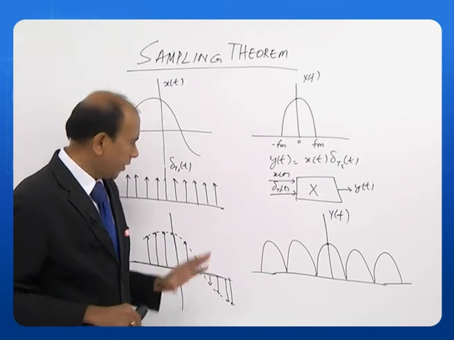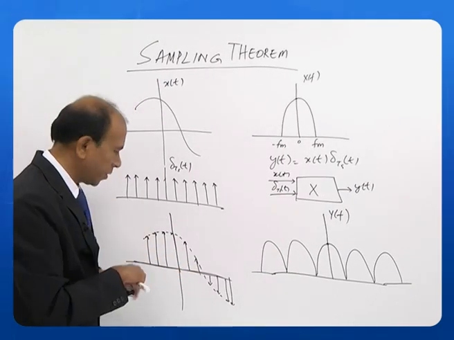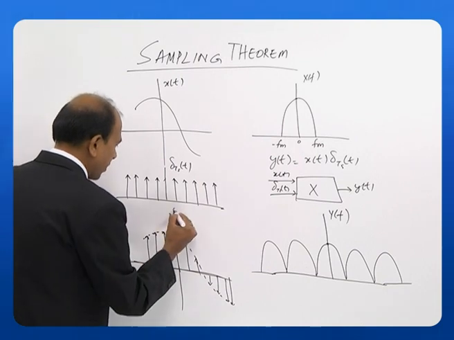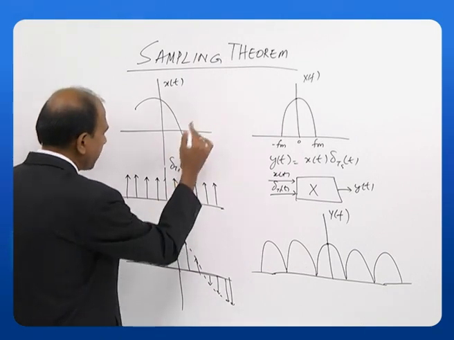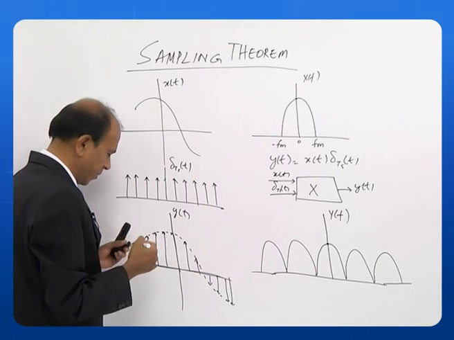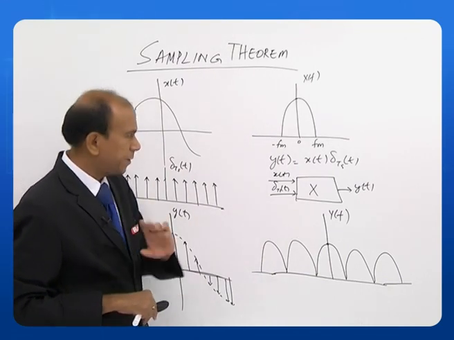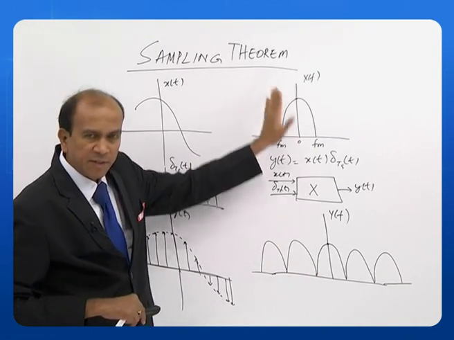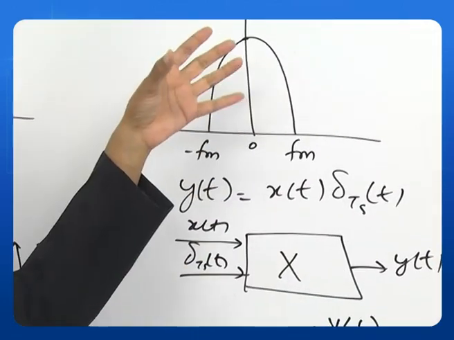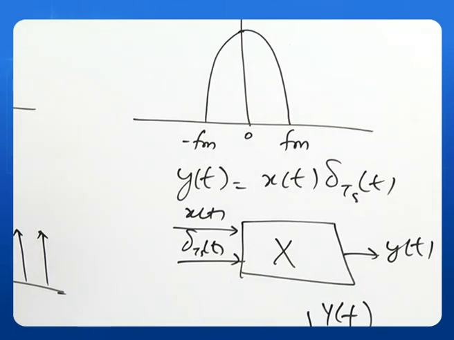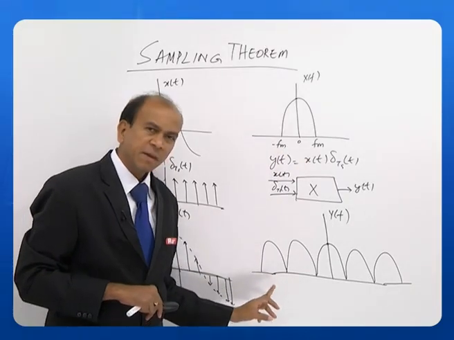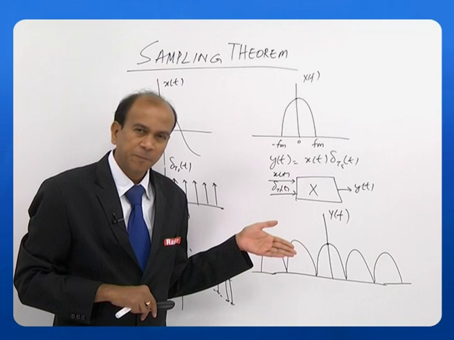So, what is it we are doing? This is my y of t, this is the product of these two. How did I get y of t? I have multiplied these two, then I got y of t. The frequency spectrum is like this. If you see this y of f here, this is my x of f, this is y of f. If you see closely, y of f is nothing but repetition of x of f.